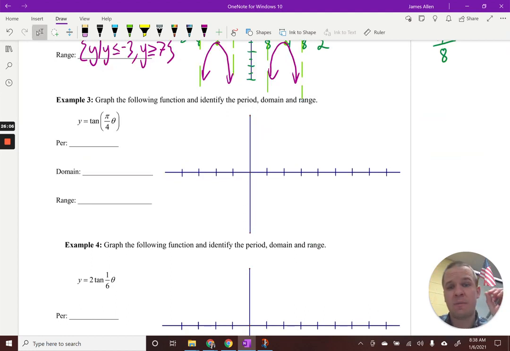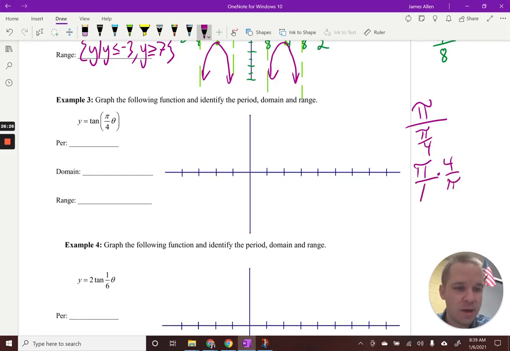All righty. So we got another tangent graph. This time, though, we have a period multiplier in there that we have to deal with. So let's think about what's our period of tangent. Normally, it would be pi. So we do pi divided by pi over 4. So it's the same as pi multiplied by 4 over pi. Feel free to throw that over a 1 if it makes you feel warm and fuzzy inside. So the pi's cancel, and I'm left with 4. Okay, so my period is 4.